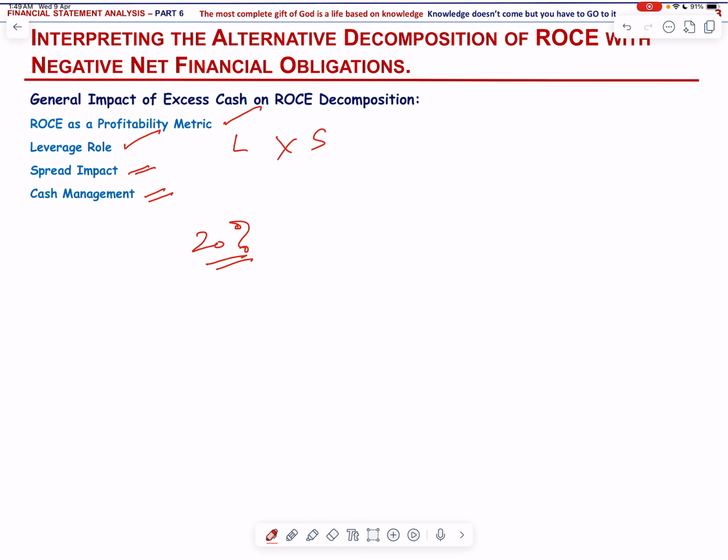So, we hope that we are able to clarify how excess cash and negative spread can affect ROCE decomposition. And this completes the video on interpreting the alternative decomposition of ROCE with negative net financial obligations.